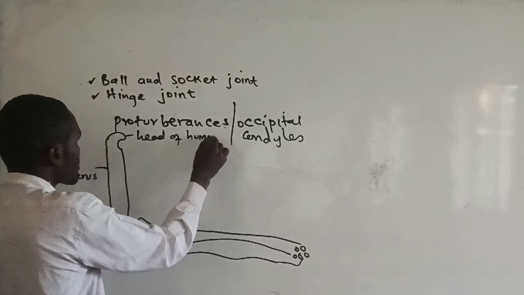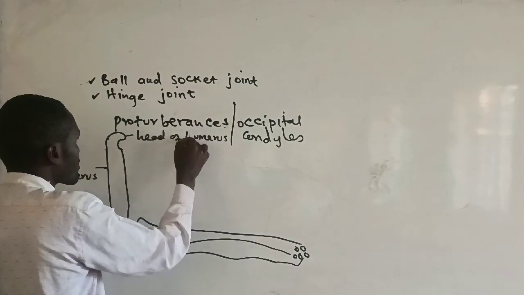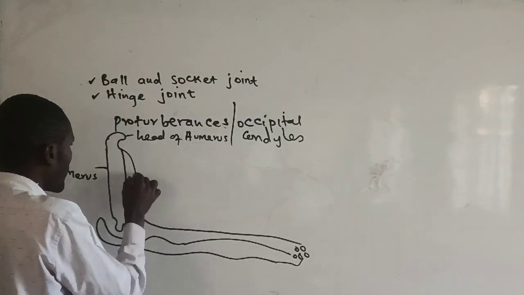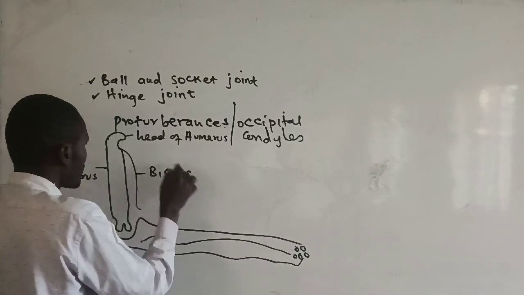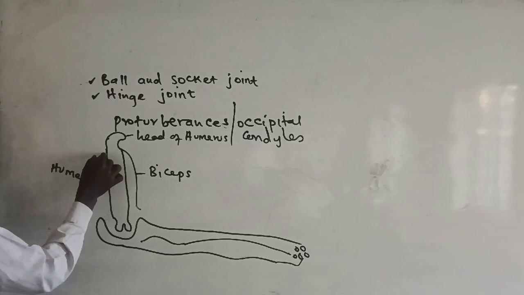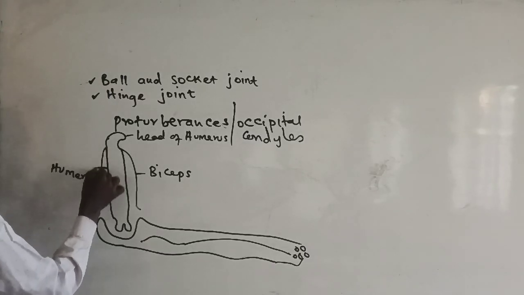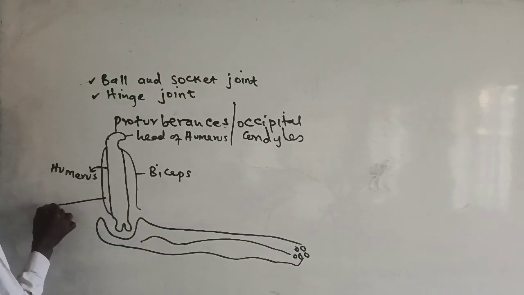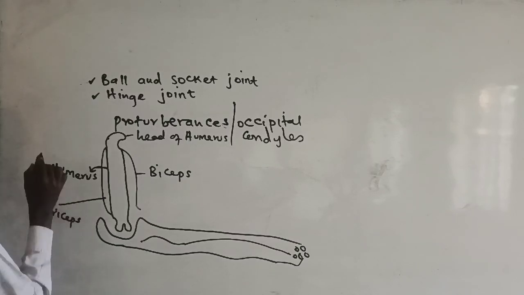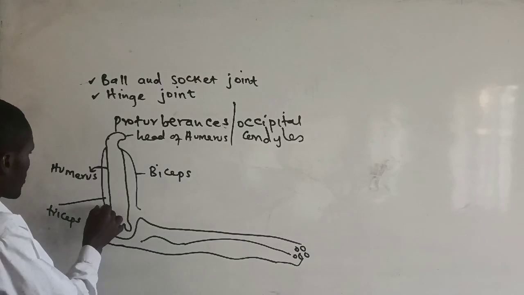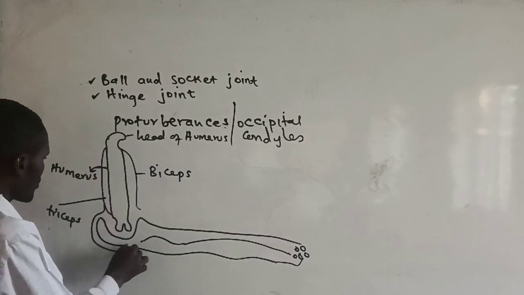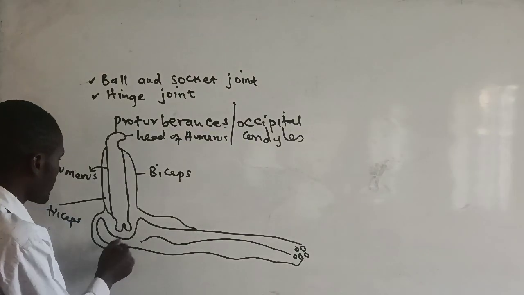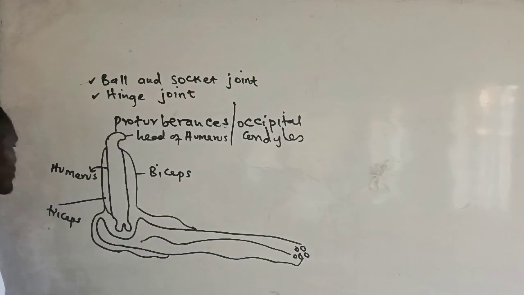Head of humerus, and this can form what we call the biceps, and this back can form what you call the triceps. The triceps. So these muscles have to extend and be able to attach themselves onto this one. So this is the extension of the triceps, then the biceps, as muscles in our discussion here.